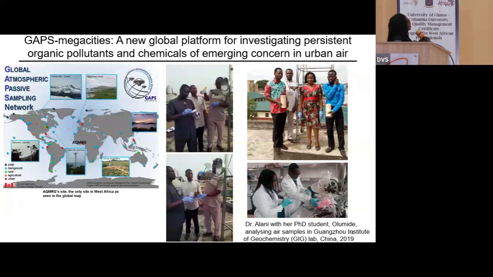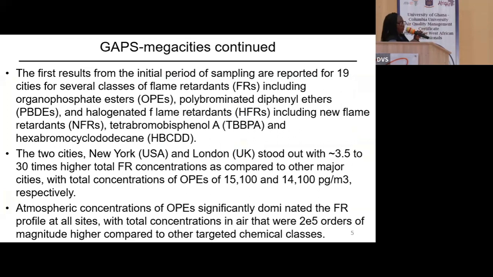So next slide. We got some results here. The pollutants, organics: we were looking for the flame retardants, OPEs, and so on. All these were what we're looking at. We found that New York and London stood out. New York was number one, most polluted, and then London, the next one, ranging from 3.5 to 30 times higher in total flame retardant concentration when compared to other cities.